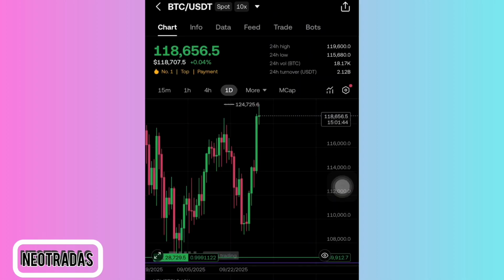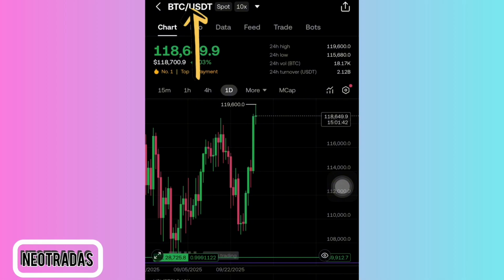On this chart section here, as you can see, we do have the pairs, we do have spot, and we do have the leverage available for BTC, which this leverage is actually helpful. Then we do have the current price. We do have BTC ranking as number 1 in cryptocurrency. We do have it being top in payments.